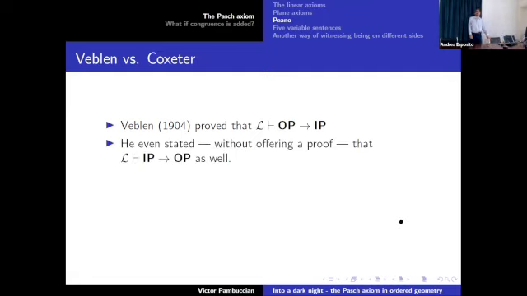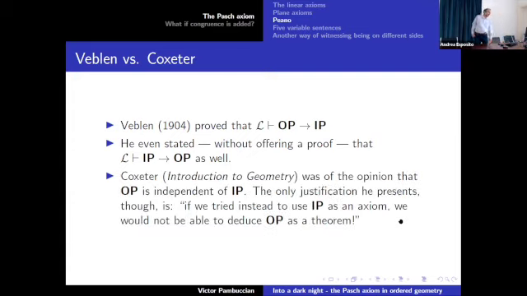He even stated that the converse is true, that you can get outer Pasch out of inner Pasch. Coxeter, in his introduction to geometry, was of the opinion that outer Pasch is independent of inner Pasch. But the only justification he offers is that if we try to use IP as an axiom, we would not be able to deduce OP as a theorem. That's all. Well, which way is it right?